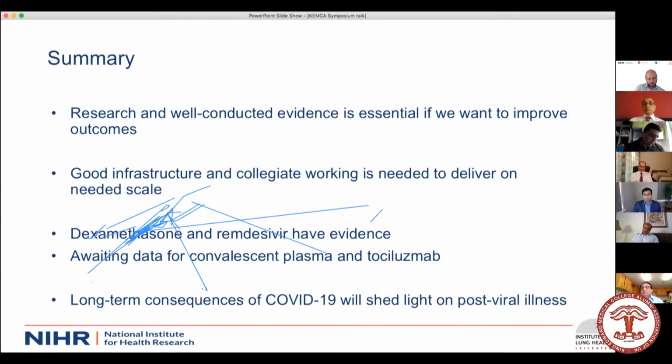And then the long-term consequences of COVID-19 will be fascinating, because I think it will shed light not just on pandemics and coronaviruses and SARS-CoV-2, but really give us real insight into post-viral illness and also post-ICU and hypoxic settings. So I'm going to finish there now, and I want to thank KEMCA UK again for inviting me to talk. Thank you very much.